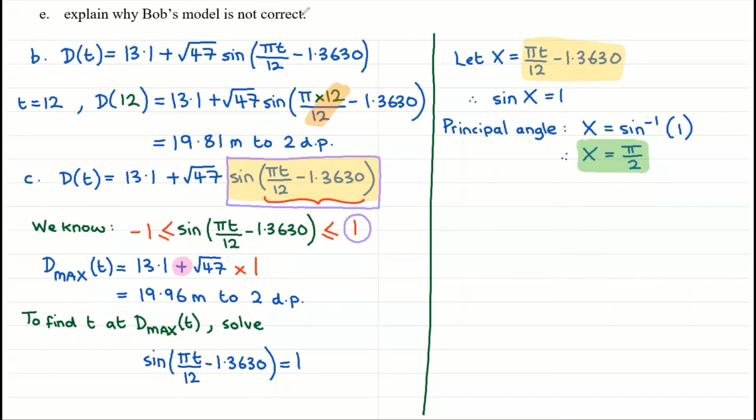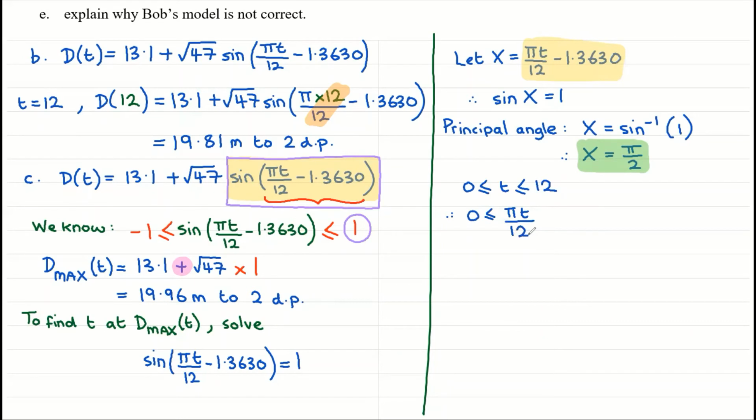Now, for this, let's just make an adjustment to the domain. So we know that t is valid between 0 and 12. So we need to adjust the domain. Now, if I multiply everything by pi over 12, nothing happens to 0.